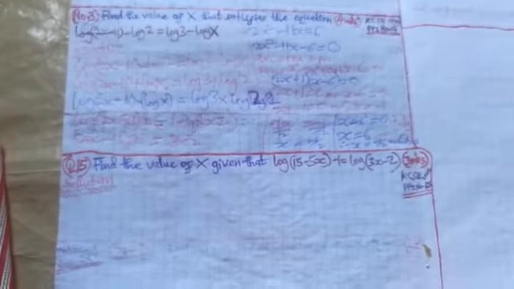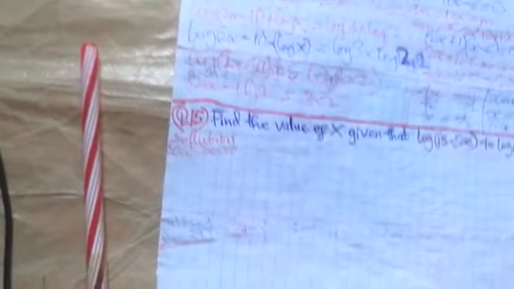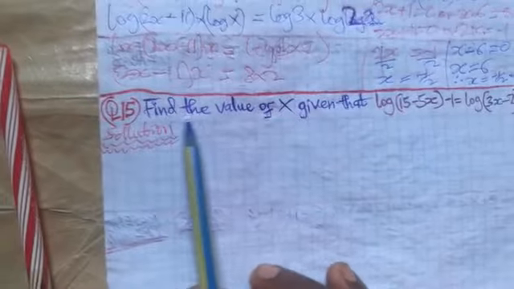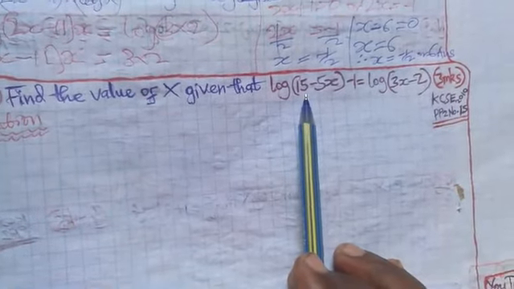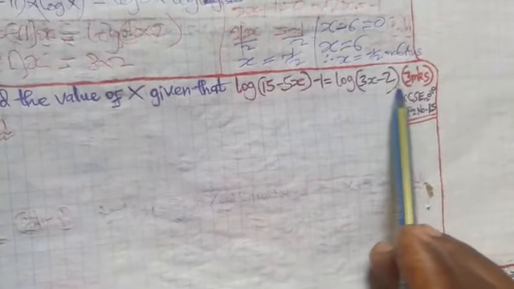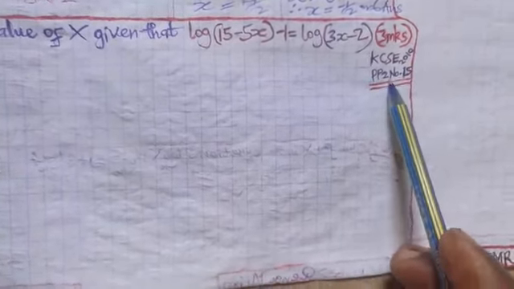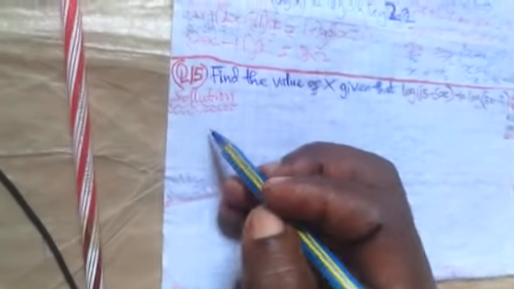Question number 15 states that find the value of x given that log of 15 minus 5x minus 1 is equal to log of 3x minus 2. This is 3 marks. KCSE 2010, paper 2, number 15. Okay, you say solution.